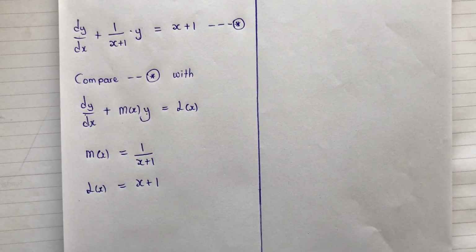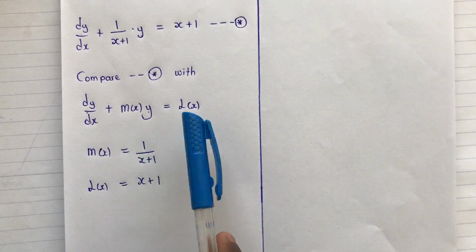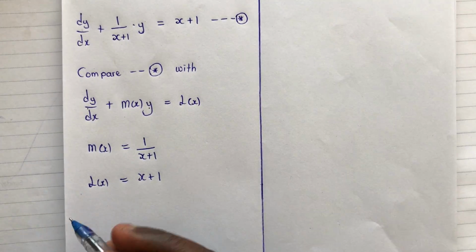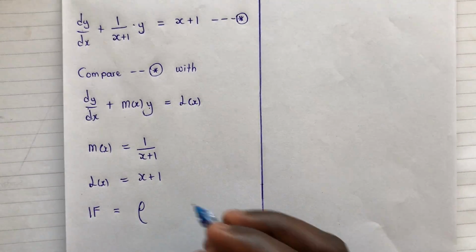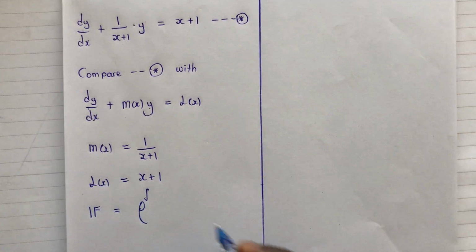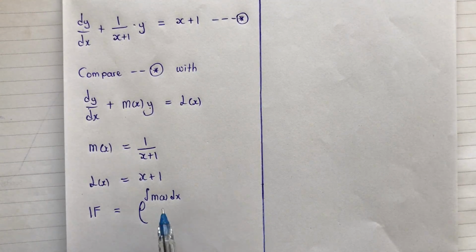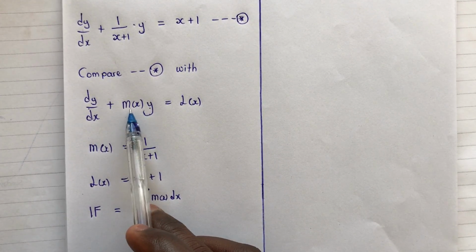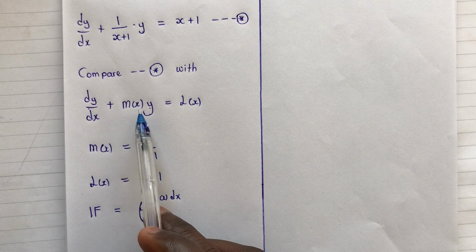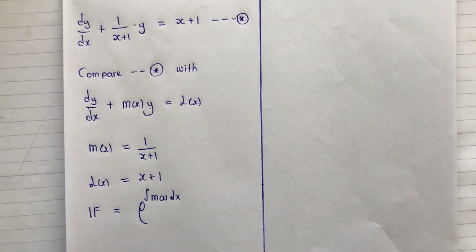Now, when we get here, we need to find the integrating factor because we will be needing it to multiply through. So our integrating factor IF is always equal to the exponential function, integral of what? M of x dx. Remember, it is always the function that is multiplying the variable. So whatever variable you use here, if you are using p of y, then you substitute your p function here. And so this is our integrating factor.